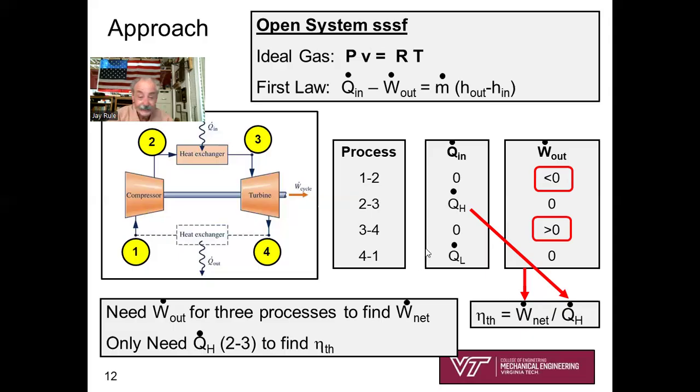And it turns out we don't even have to worry about process 4 to 1. We're not focused on it; we don't need anything from analyzing that process. Okay, so I think you see where we're headed. We're going to start at the compressor, move to the heat exchanger process, 2 to 3. We're going to analyze the turbine process, and then we'll put it all together to get the thermal efficiency.